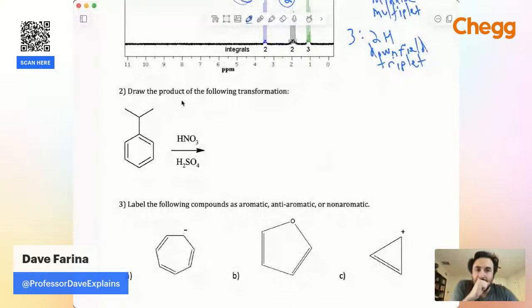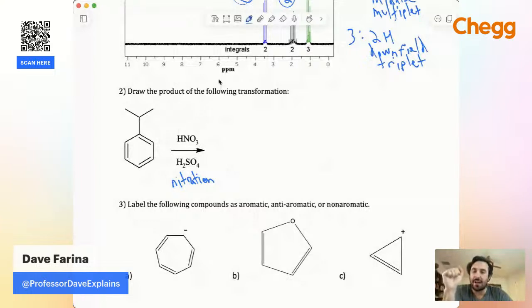So number 2, draw the product of the following transformation. So we have this substituted benzene. We have isopropyl benzene, and these are the conditions for nitration. Okay. So we are going to nitrate this substituted benzene. So that means we're going to put an NO2 group on there. Now, the question is where? If this was simply benzene, we could put a nitro group anywhere. It wouldn't matter. All the carbons are equivalent anyway.